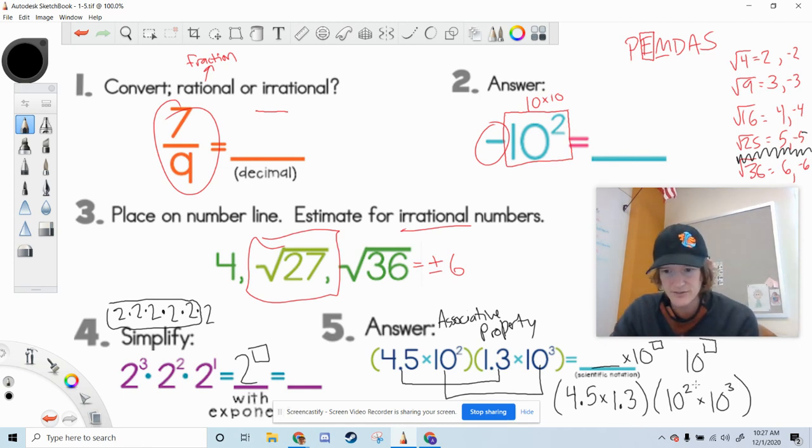And how many 10s do we have total? Well, we have 2 of them here. We have 3 of them here. They're all multiplied by each other. So what is our exponent?